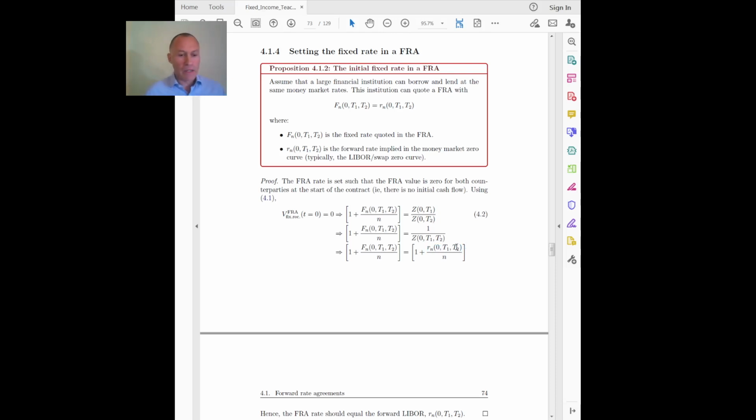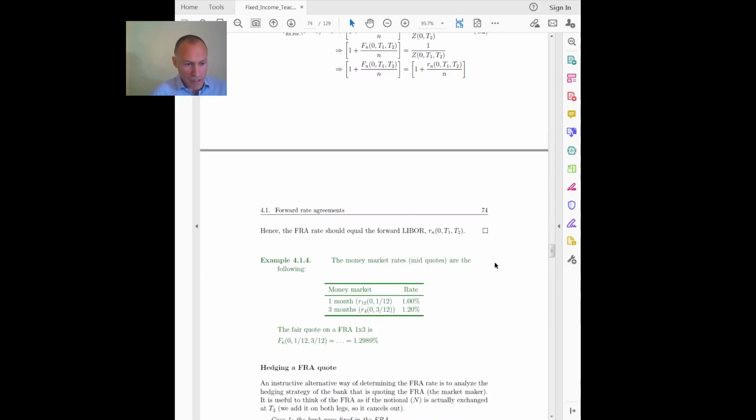Right? So basically, for the contract to have a value of 0, the left-hand side must equal the right-hand side, meaning that the rate that I write in the contract has to equal the forward rate that I compute from the current term structure of interest rates, which is represented here by these discount factors. Okay. Quick example.